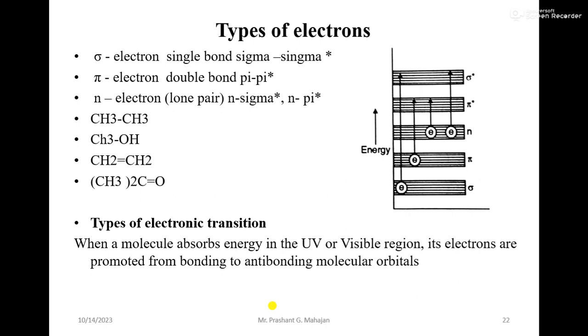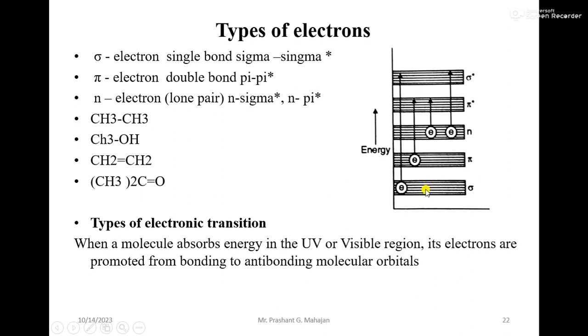Third is the n electron, that is lone pair present on the particular atom. Okay, so you can see the four molecules. First is ethane, second is methyl alcohol, third is alkene, that is ethene, and fourth is acetone. So depending upon the types of electrons, we are going to see the types of electronic transition. So there are four electronic transitions possible in organic molecules.